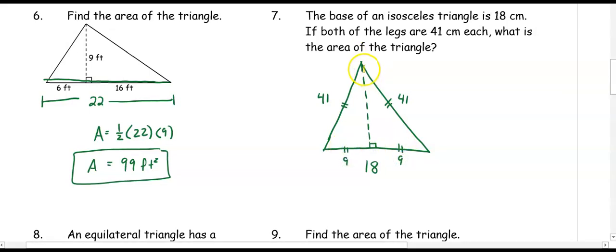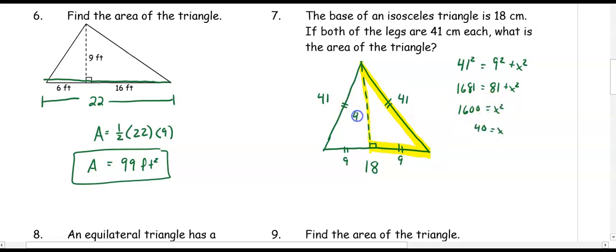If we focus on just half of our triangle, we can use the Pythagorean theorem to find the height. So we have 41 squared equals 9 squared plus x squared. 1681 equals 81 plus x squared. 1600 is equal to x squared. So x is 40. Now that we know our height is 40 and our base is 18, we can find the area. So our area is equal to 1/2 the whole base, which is 18, times the height, which is 40. So we get that our area is 360 centimeters squared.